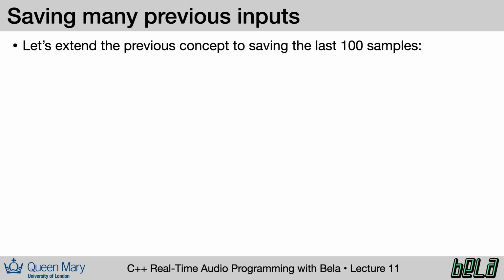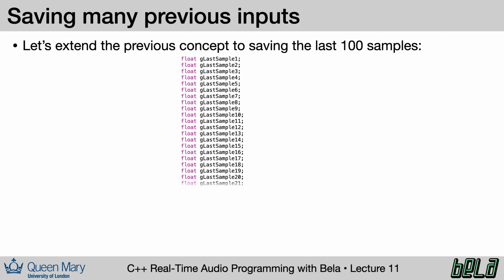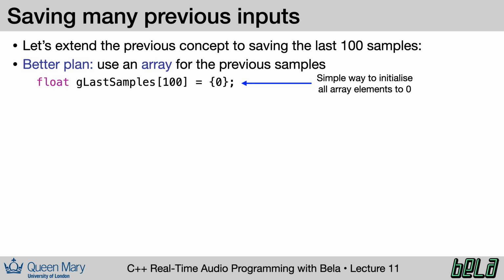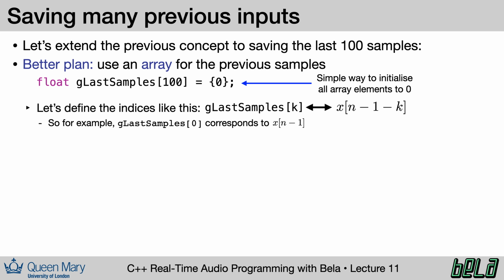We know that we need to remember all 100 previous values, and we could in principle declare 100 variables to do that. Of course, this is a terribly messy way to go about this problem. What might we do instead? A better plan would be to use an array to hold the previous samples. We could declare an array of length 100, and we could store within it each of the previous values of x of n. And the mapping that we could use is as follows.